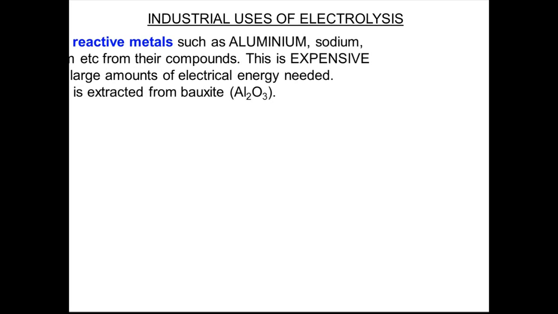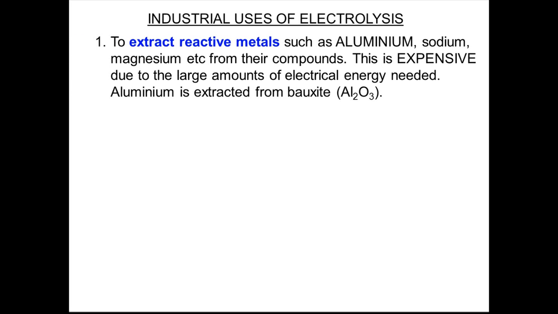Okay, so some of the uses of electrolysis then. This is what you will be examined on, predominantly. These are the examples they'll look at. First of all, it's used to extract reactive metals, for example aluminium. Now, aluminium is actually very expensive, even though it's very common, and it's one of the most abundant elements in the Earth's crust.